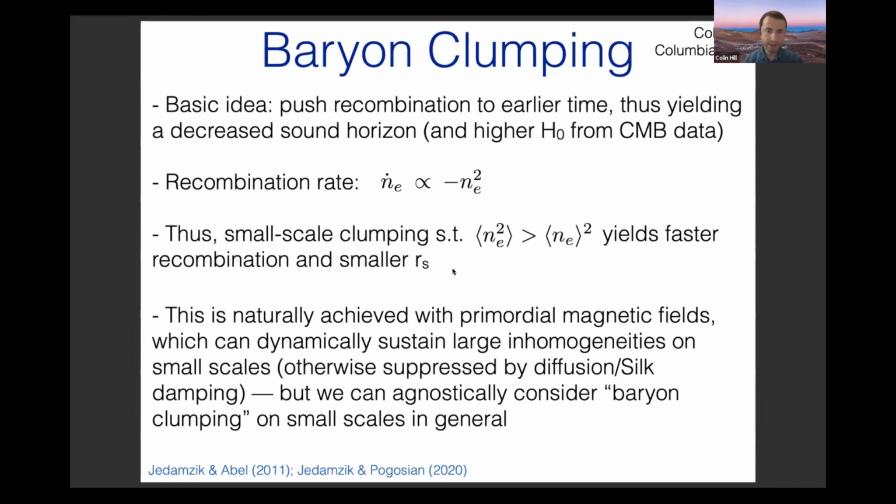So one could take an agnostic view and just put this into your Boltzmann code directly, which is what we did. Physically, probably the most well-motivated way to do this is primordial magnetic fields, which can dynamically sustain these large inhomogeneities that would otherwise be suppressed by diffusion damping. And the idea of this actually goes back almost a decade to work by Karsten Jedamzik and Tom Abel. And then Jedamzik and Pogosian pointed this out as a potential H-naught solution about a year ago.